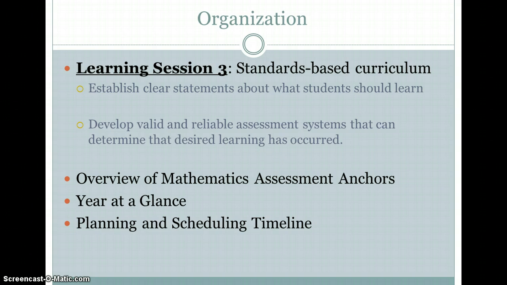Next was the overview of mathematics assessment anchors, and here it shows the standards being used in the math curriculum, which are Pennsylvania state standards, and they're all listed at the bottom, and it gives a chart which provides a reporting category and the standards that go with it. Next was the Year at a Glance, and then the Planning and Scheduling Timeline. And the Planning and Scheduling Timeline has at the top a statement of philosophy, which reads, "Good instruction is the best test preparation."